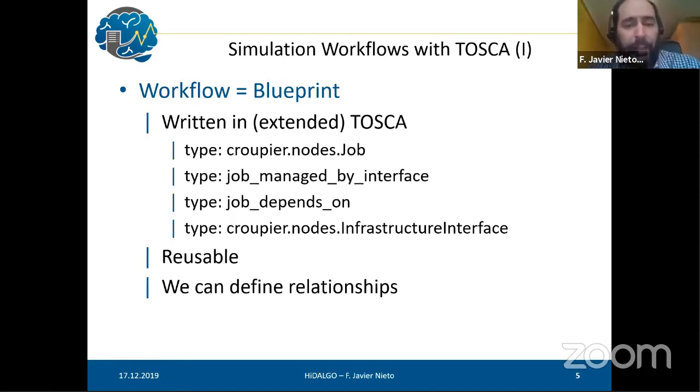The good thing is that instead of running the jobs by yourself, once you have a blueprint like this, it's possible to just reuse it all the time, and it's not very complicated to write. And as I said, one of the positive points for the coupled simulations is the possibility to define relationships.